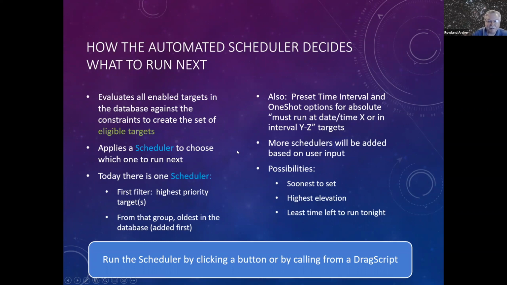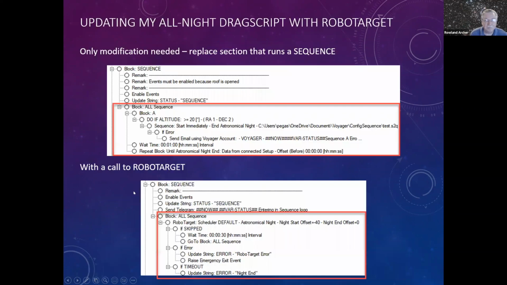The architecture of Voyager Advanced is such that it's easy to add more schedulers. So Leo has told us, as users provide input on different algorithms like soonest to set, highest elevation, least time left to run tonight, those can get added to Voyager Advanced.